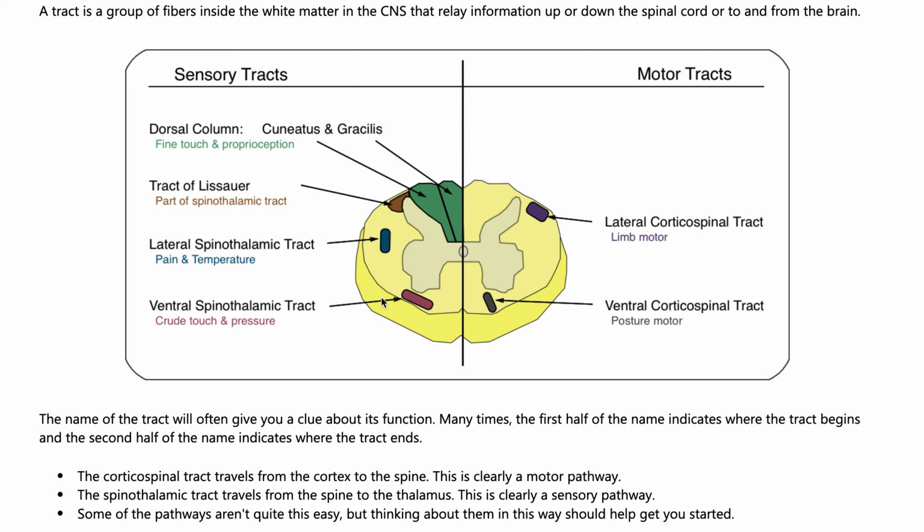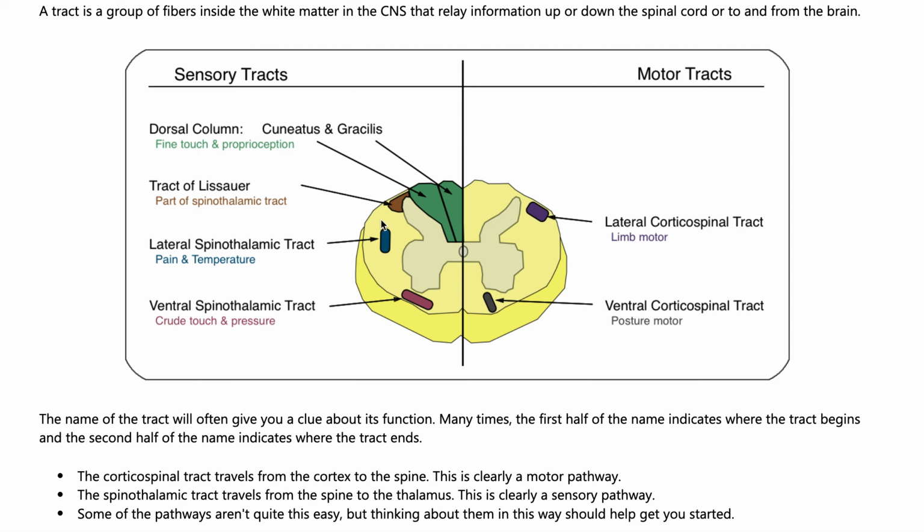The following picture illustrates the various sensory and motor tracts. So on the left, illustrated in an emerald green or forest green, is the dorsal column, which consists of the cuneatus and gracilis. So the most lateral aspect is the cuneatus, and then medial to that is the gracilis. And these are involved in fine touch and proprioception.